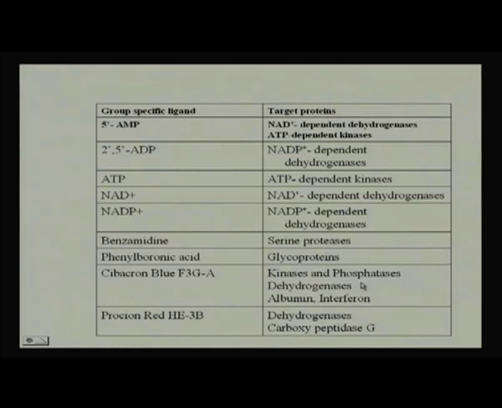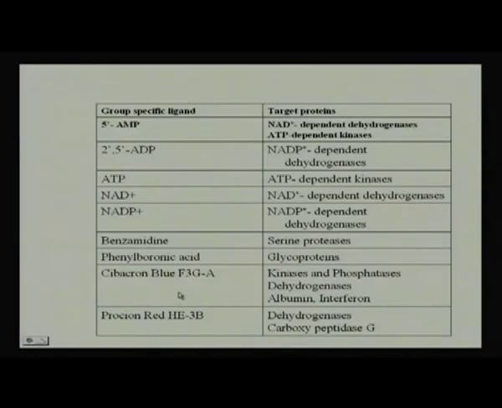And if we are going for the group specific ligand, then some of the examples are Persian red, I have told, and Sevacron blue. So, here any type of dehydrogenase group of enzymes, or in case of Sevacron blue, any kinases or phosphatase group of enzymes, dehydrogenase group of enzymes, interferon, albumin, etc. can easily be separated through this particular group specific ligand.